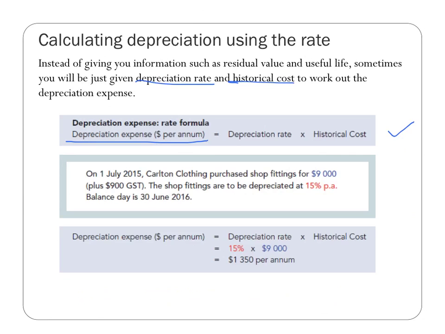So on the 1st July 2015, Carlton Clothing purchased the shop fittings for $9,000 plus $900 GST. The shop fittings are to be depreciated at 15% per annum. Balance day is 30th June 2016. Here you're given the depreciation rate. If we want to calculate depreciation expense per annum, use the depreciation rate, 15%, times the historical cost, which is $9,000. So we've just worked out our depreciation expense per year: $1,350 per annum.